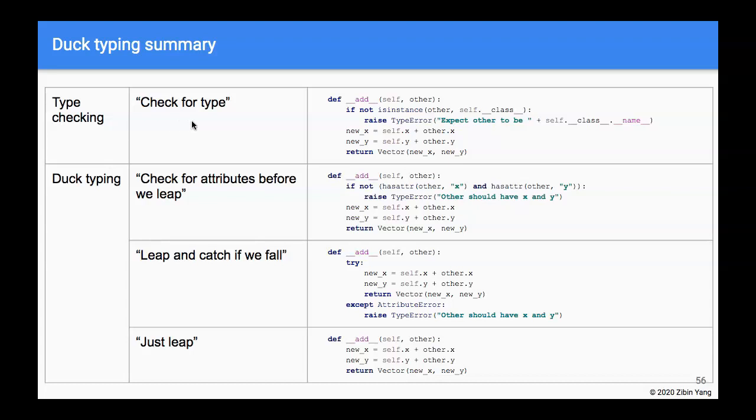The last 3 approaches all use the idea of duck typing. The first one doesn't because it explicitly checks for the type, but all 4 of them behave similarly from the perspective of the client code, because when the other parameter is invalid, they all raise some sort of exception.